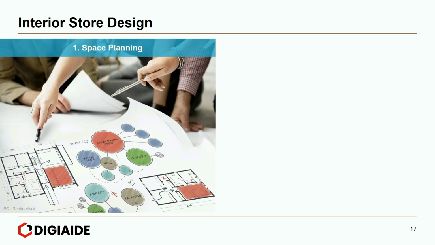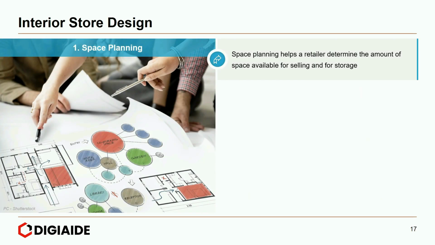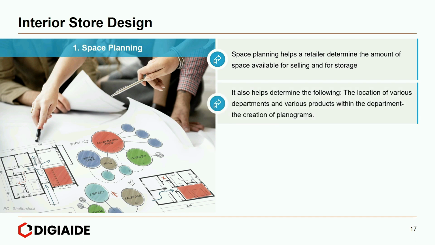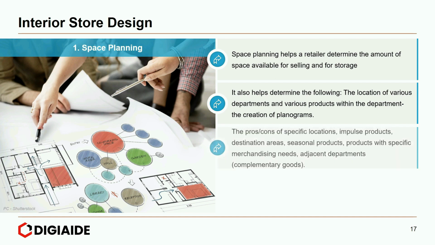Let's start with space planning. Space planning helps a retailer determine the amount of space available for selling and for storage. It also helps determine the following, that is the location of various departments and various products within a department and the creation of planograms. The pros and cons of specific locations, impulse products, destination areas, seasonal products, products with specific merchandising needs, and adjacent departments, typically complementary goods. And finally, space planning also entails the relationship of space to profitability.